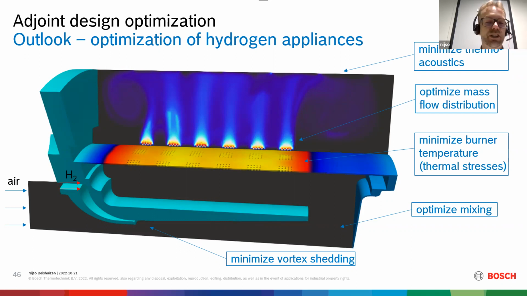We would like to minimize the noise, or actually the gain of the flame transfer function, which determines if a disturbance gets amplified or not. Optimize the mass flow distribution on this burner. In this example, you see that we do not really have a very homogeneous flame pattern.